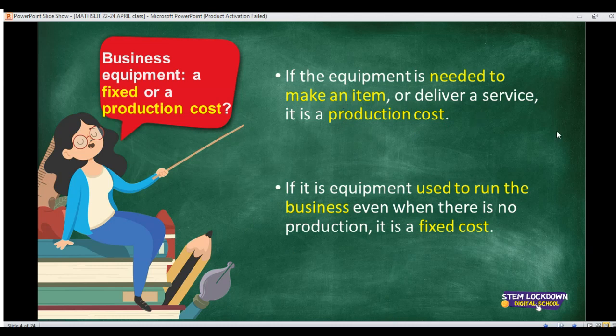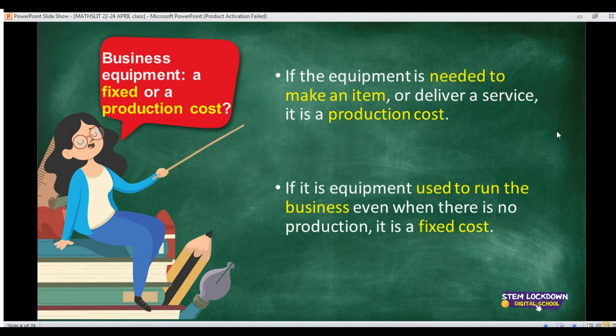Or if you're in the sewing business and you design clothes and you make people clothes, then your sewing machine would be a production cost. So the money you spent on buying the machine, or maybe you're paying it in installments, whatever way you are using to pay, it is a production cost because you use that particular equipment to make this product or service that you are offering. And then if it is equipment that is used to run the business, even when there is no production, that is going to be a fixed cost.